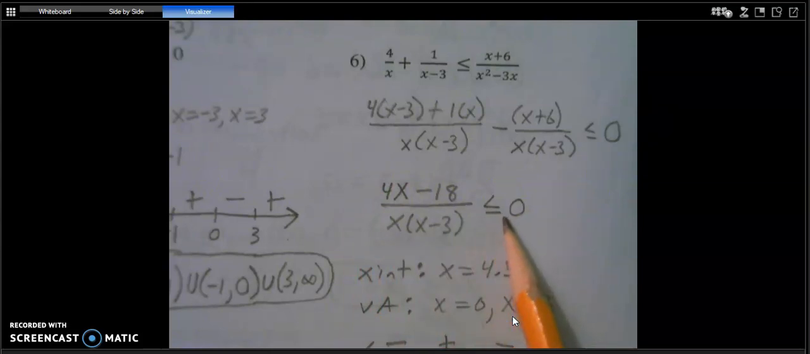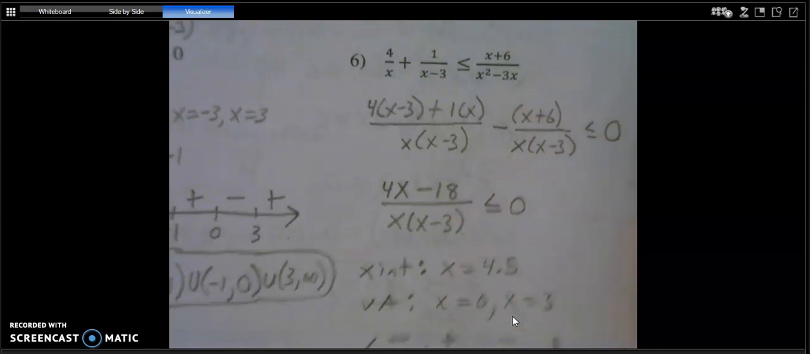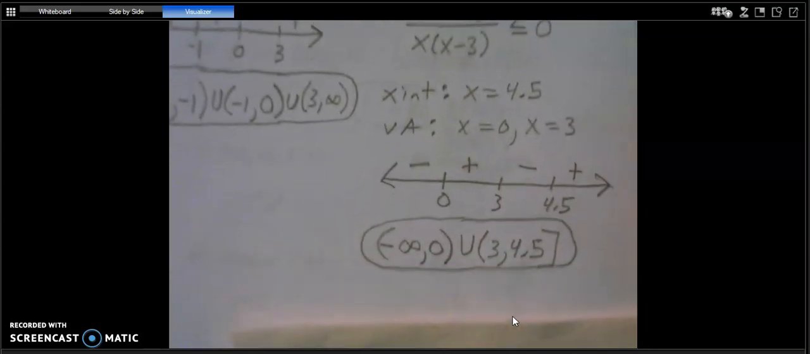So the inequality here, less than or equal to 0, you find the x-intercept, and then the vertical asymptotes, and then there's your solution.